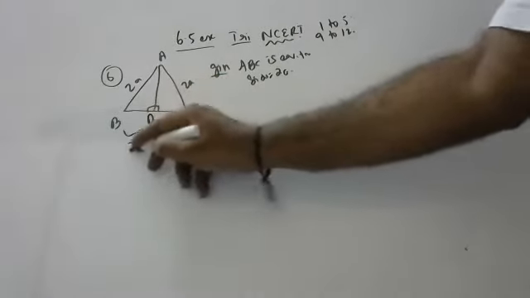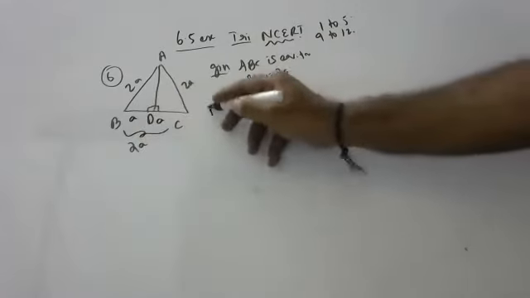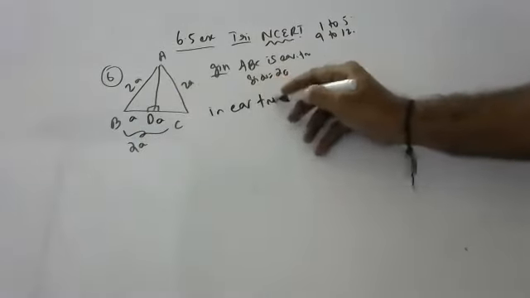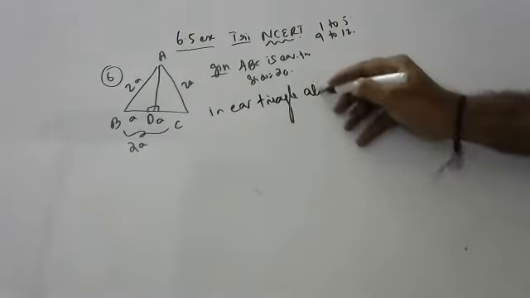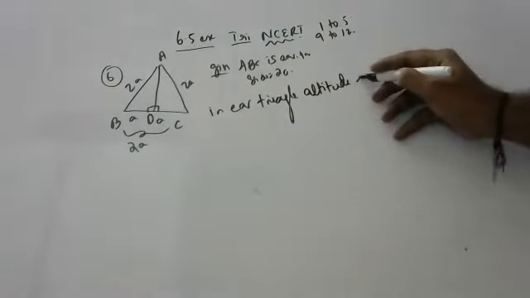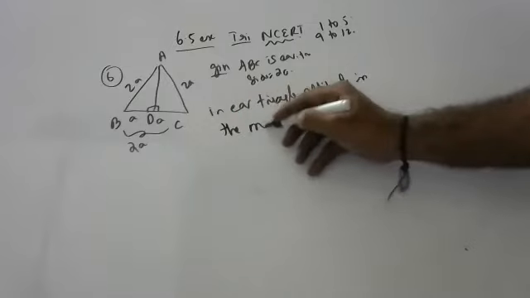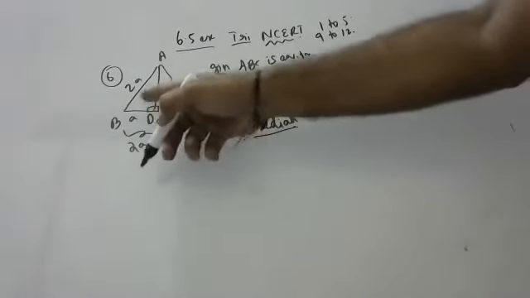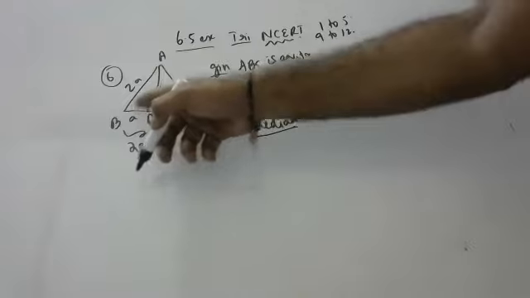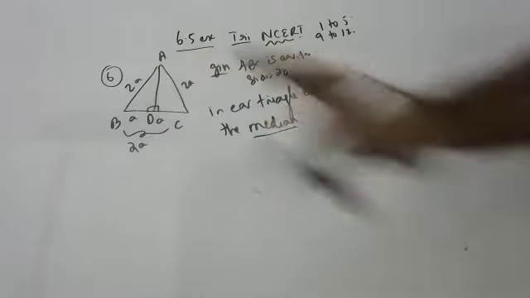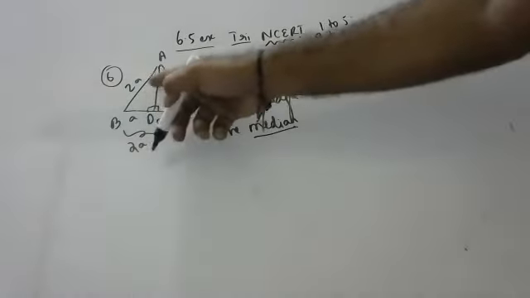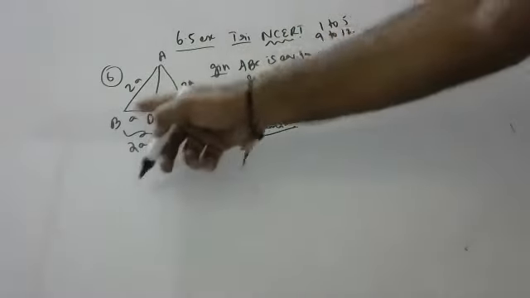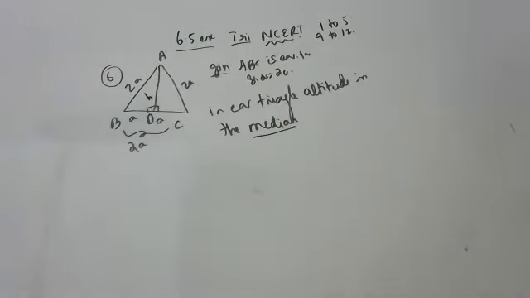median. In an equilateral triangle, the altitude is the median, which means the altitude divides the base into two equal halves, because of RHS: there is a common side, both angles are 90 degrees, and the hypotenuse is 2a. So children, it divides the base into two equal halves. In an equilateral triangle the altitude is the median. We have to find out the altitude.